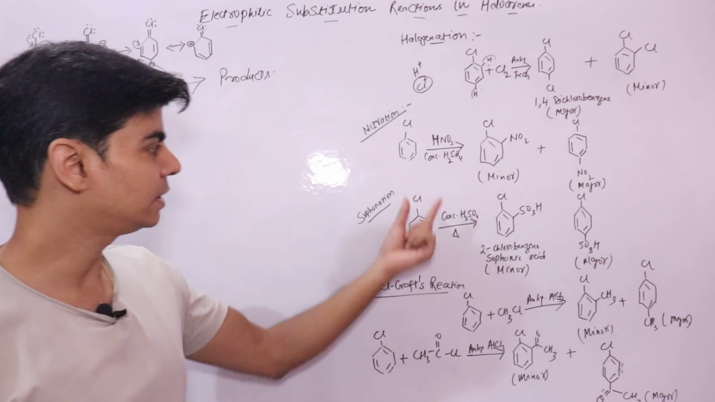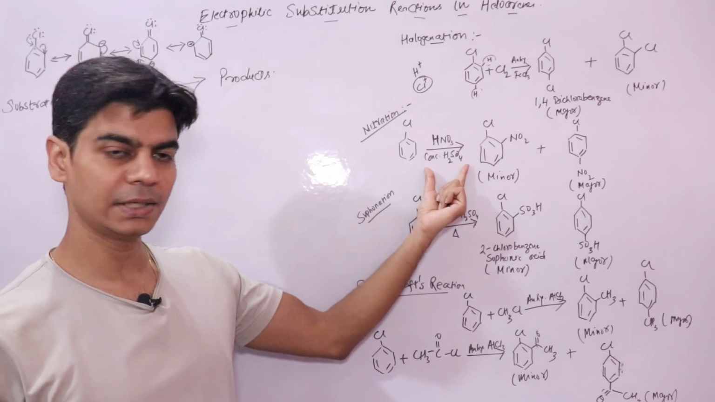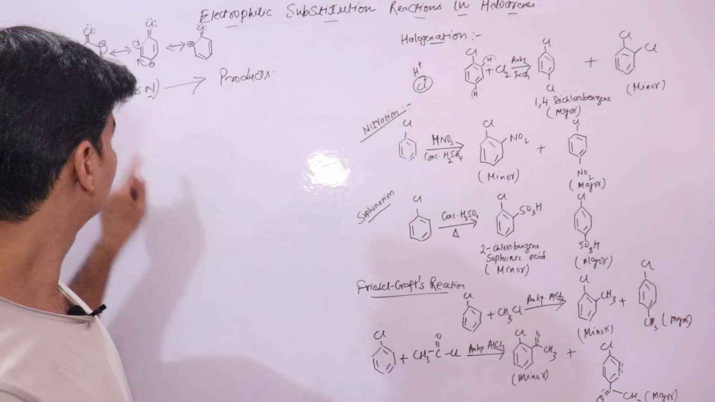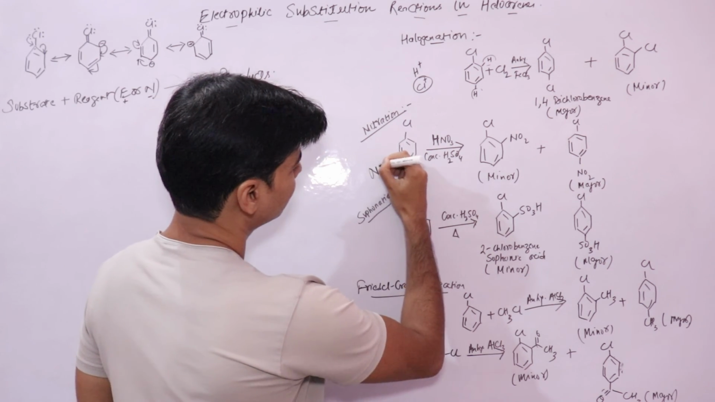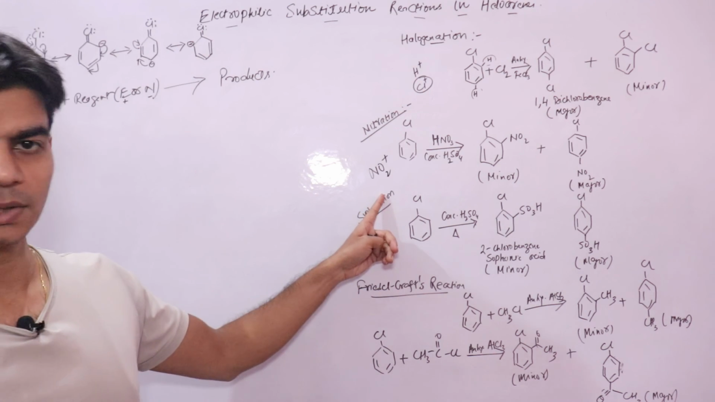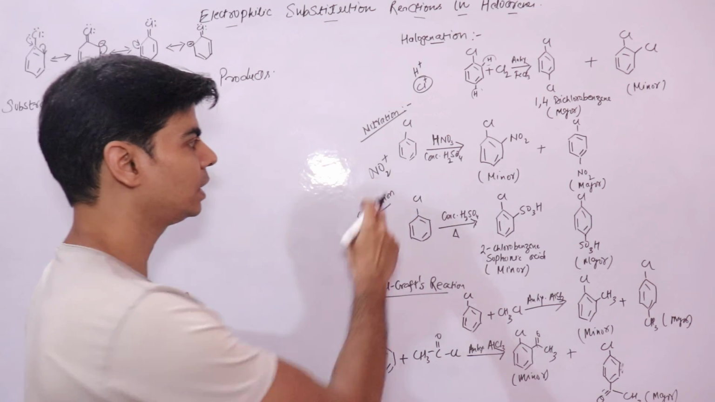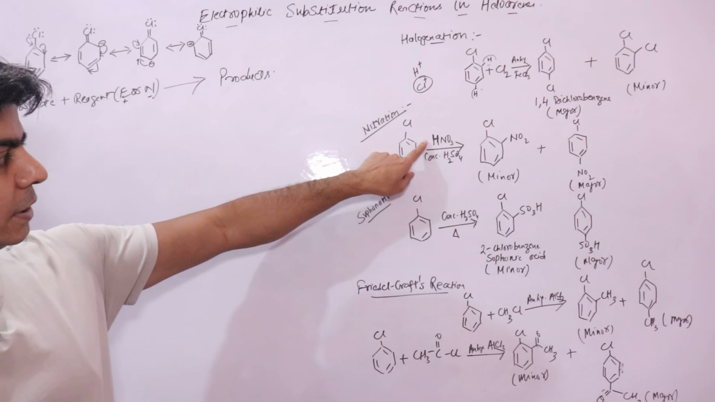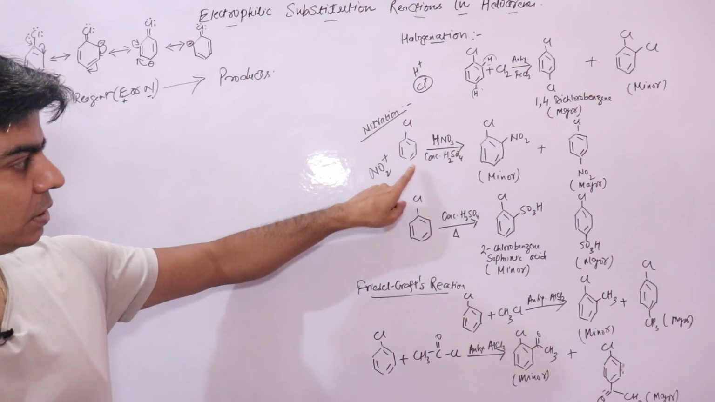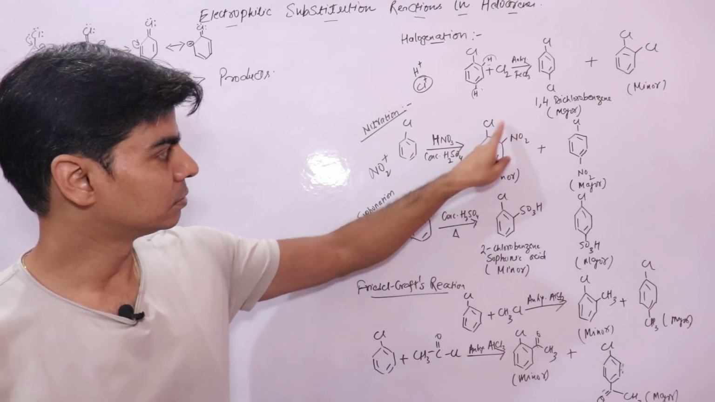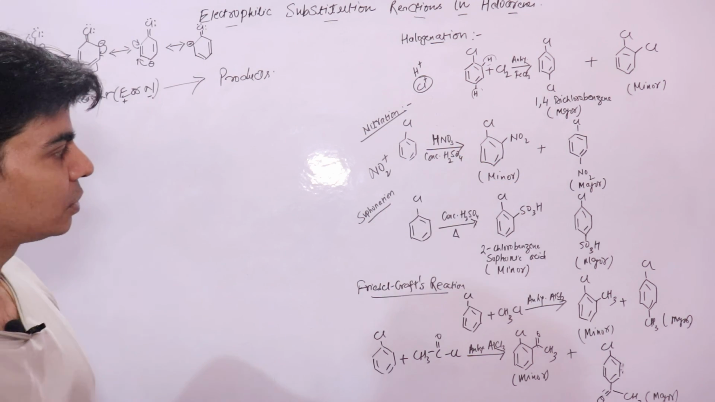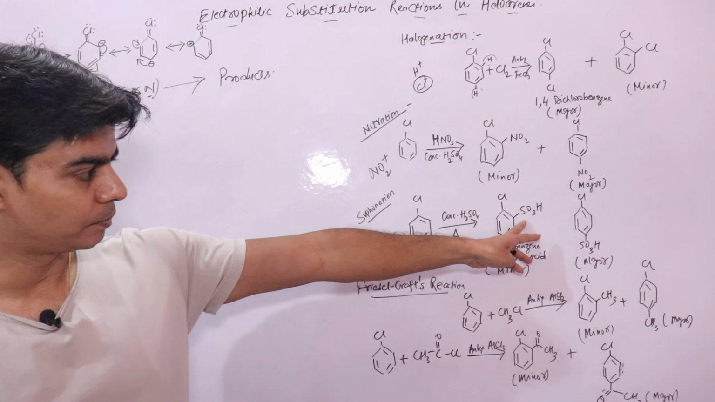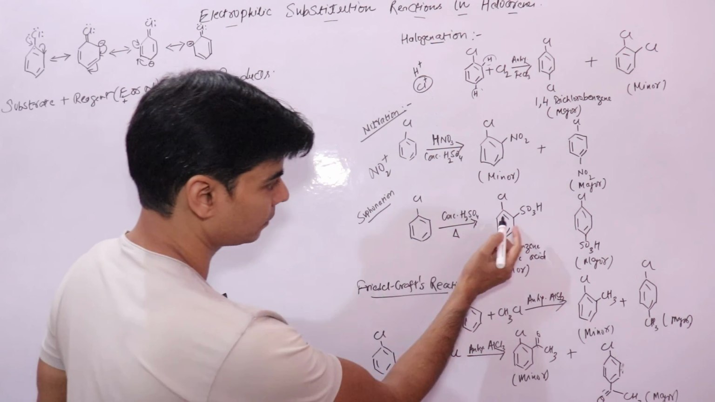Here the reagent is your HNO3 and H2SO4. Both these will react to form an electrophile, which is the nitronium ion. This is an electrophile. This electrophile will now replace a weaker electrophile, the proton, from this position and this position, and will form this compound, chloronitrobenzene.